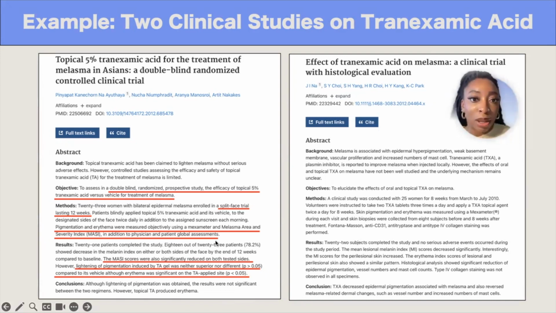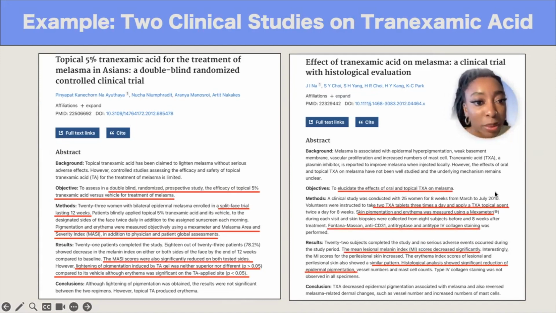On the right side, we have another clinical trial, and most notably from this one is that in the method, participants were instructed to not only apply a topical tranexamic acid ointment, but they were also taking an oral tranexamic acid supplement 3 times a day. So even though the study observed significant results in pigmentation lightening, there's no way to separate the effect of the topical from the oral because they were used together. So neither of these studies makes a particularly strong case for the standalone use of tranexamic acid in pigmentation products.